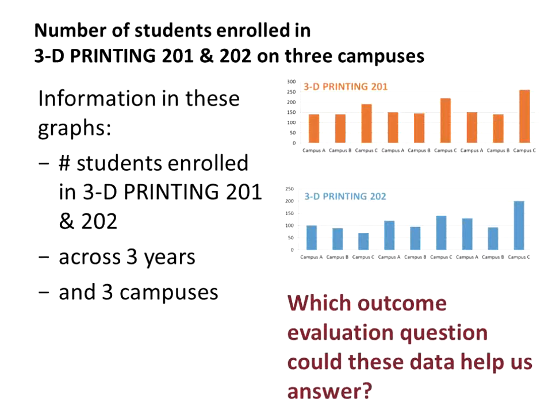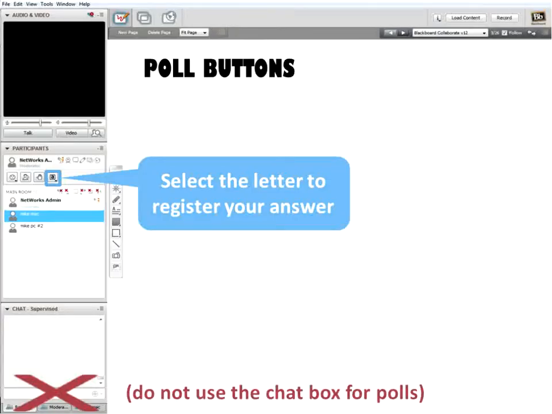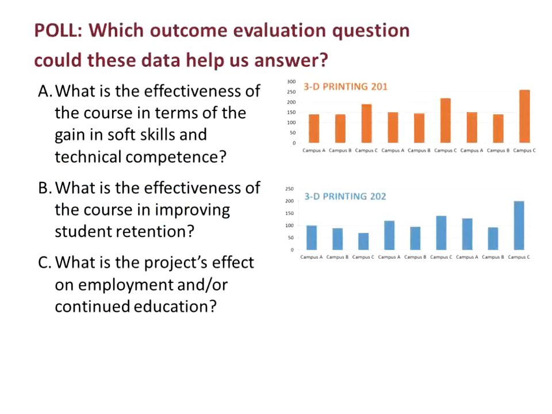We're going to do a poll, so I just want to remind you where your poll button is. It's right under your name there on the left side. Which evaluation question could these data help us answer? So get ready to do your poll and don't use the chat box. And here are your options. Does it help us figure out the effectiveness of the course in terms of the gain in soft skills and technical competence? Does it help us figure out the effectiveness of the course in improving student retention? Or does it help us figure out the project's effect on employment or continued education? You can go ahead and register your answer with your poll buttons, and we'll see how things look.